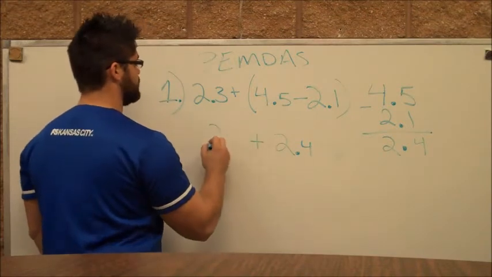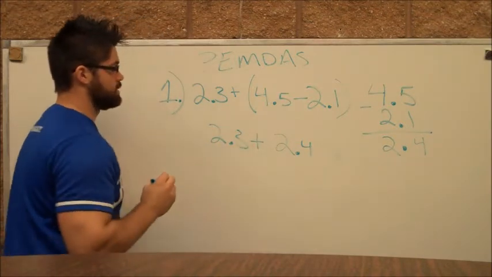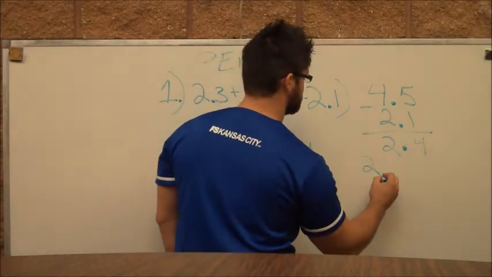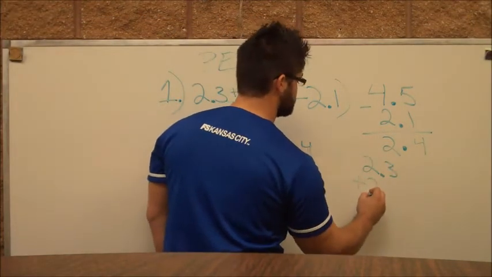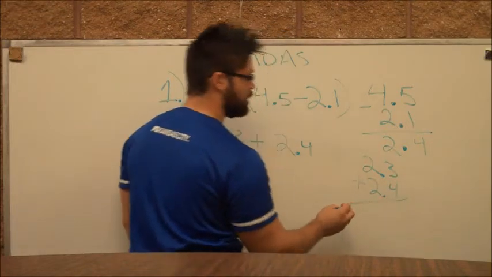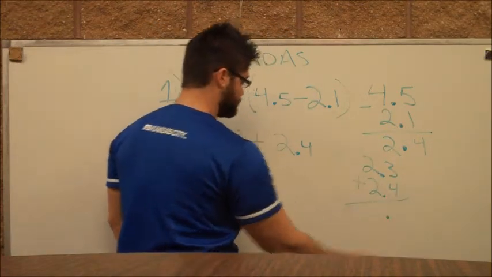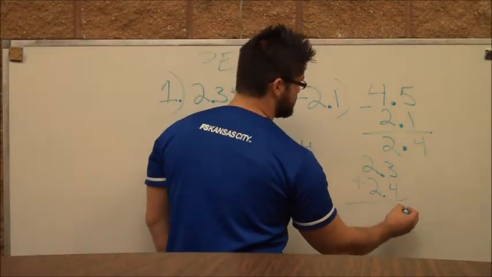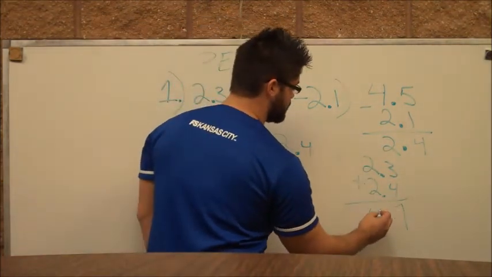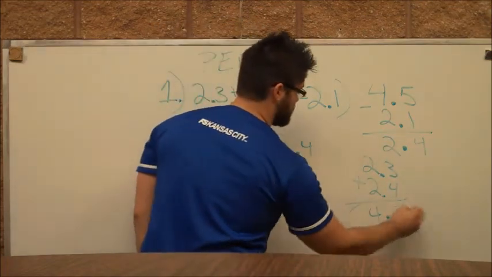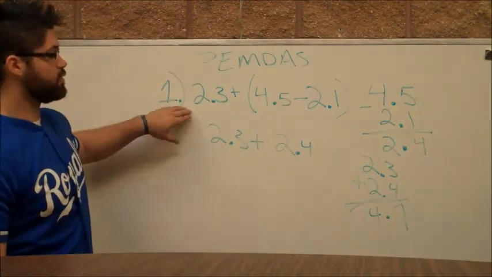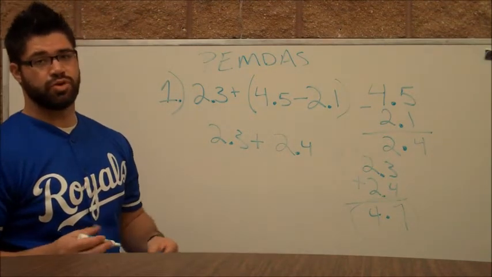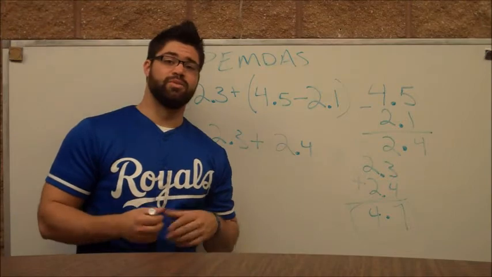Now we're going to add that to 2 and 3 tenths. Now again, in addition and subtraction, we line up our decimals. So it's going to be 2.3 plus 2.4. I'm going to bring my decimal straight down. And again, I can just solve this like any other addition problem. 3 plus 4 is 7, and 2 plus 2 is 4. So the answer to this first problem is 4.7. Make sure you have that down in your journal with me in your guided practice. We're going to go ahead and move on to number 2 now.